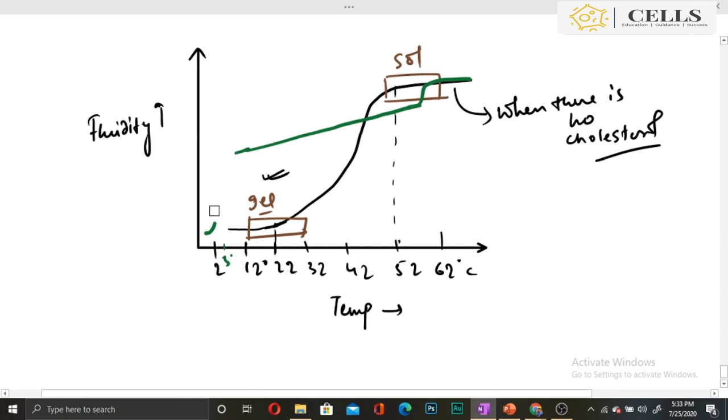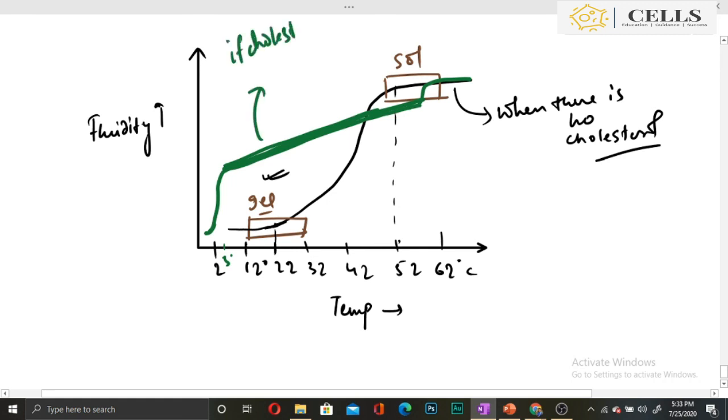So a better example will be like this. It will be like this. Okay, after that it will come down like this. So it is the condition when cholesterol is there.